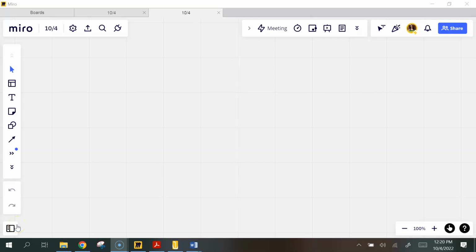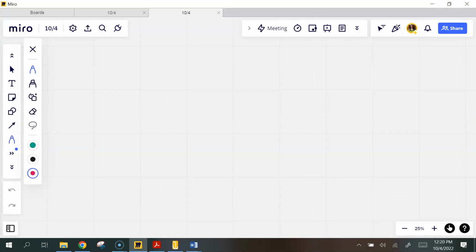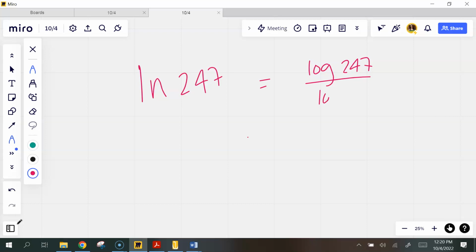You press enter and you just put the LN and the number on the calculator. You can do change of base on it. So if you have, like, the natural log of 247, if you have to do change of base, you would do log 247 divided by log.